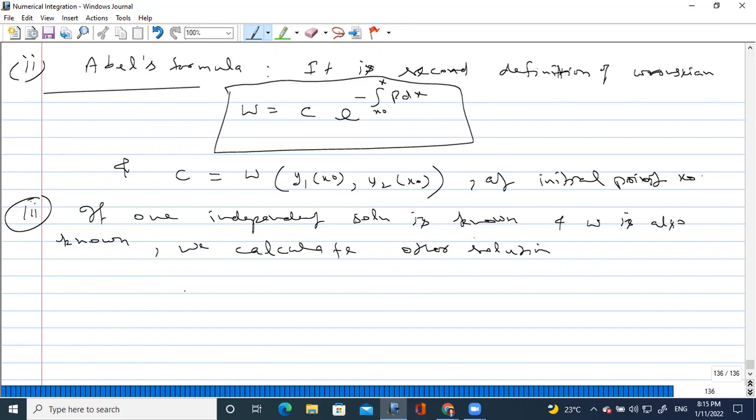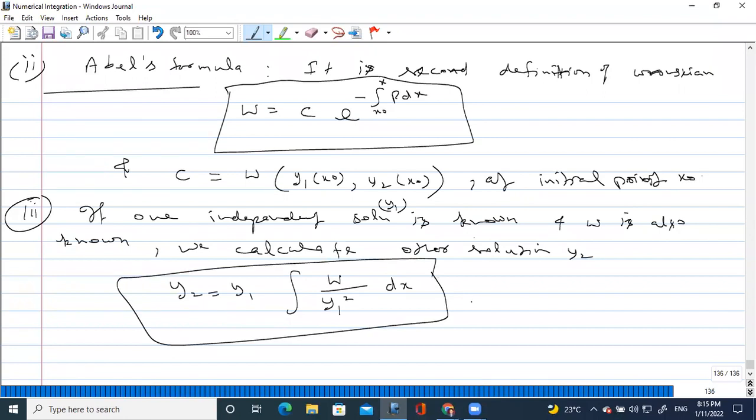Suppose one independent solution, y1, is known and the Wronskian W is known. Then we can calculate the other solution y2. The formula is y2 equals y1 into the integral of W by y1 square dx. With this formula you can find it out. We will solve some problems on this topic. You can note it down.